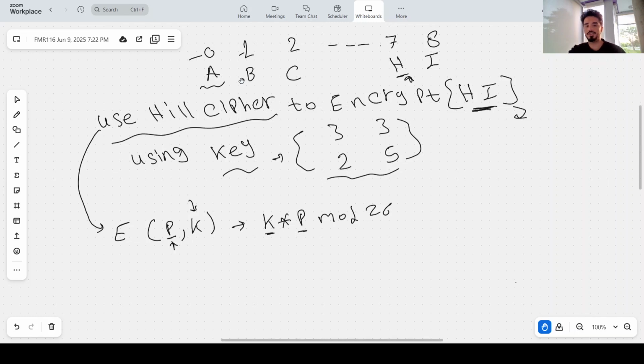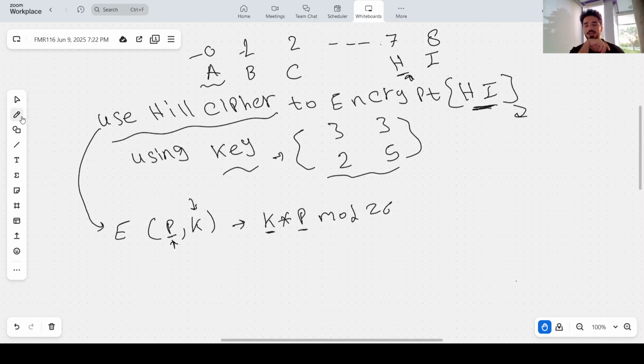Hi everyone, this is the Hill Cipher encryption method and how we can apply it. To apply it for the letters H and I, we need to see which indices they correspond to when it comes to alphabetical order. So A is number 0, B is 1, and C is 2. So H and I correspond to 7 and 8.